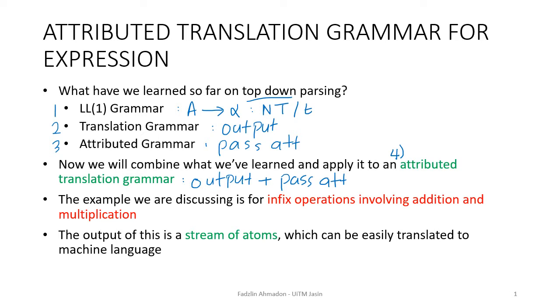The grammar that we will discuss in this lesson is capable of parsing input involving arithmetic operations with addition and multiplication. And the output of this grammar will be a stream of atoms. We have discussed streams of atoms previously in topic 2, and we have also done a translation exercise on it. So just to recap, if you have an input in Java like this, A plus B, the output in the stream of atoms form would be add A, B, and store into T1.